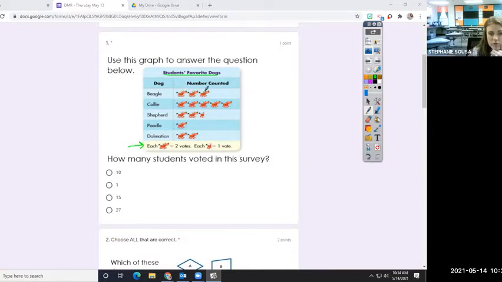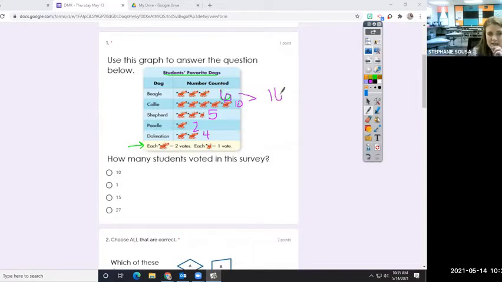Beagle has 2, 4, 6 votes. I'm going to change colors so we can see it a little bit better. Collie has 2, 4, 6, 8, 10 votes. Shepherd has 2, 4 and a half of a dog, which is equal to 1 dog. Poodle has 2 votes. Dalmatian has 4 votes. So now we got to add all these numbers together.